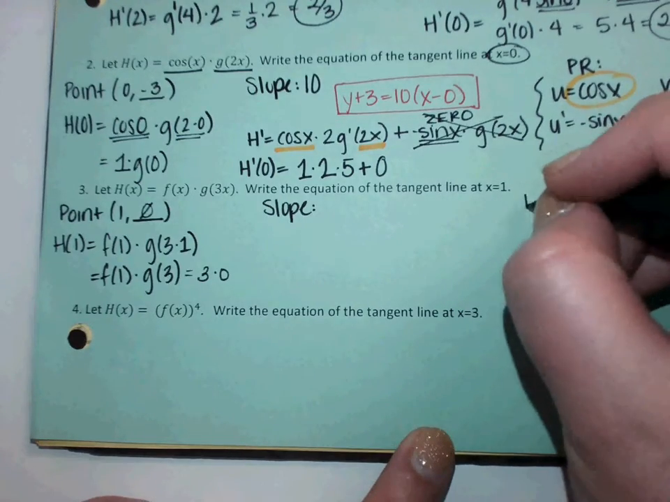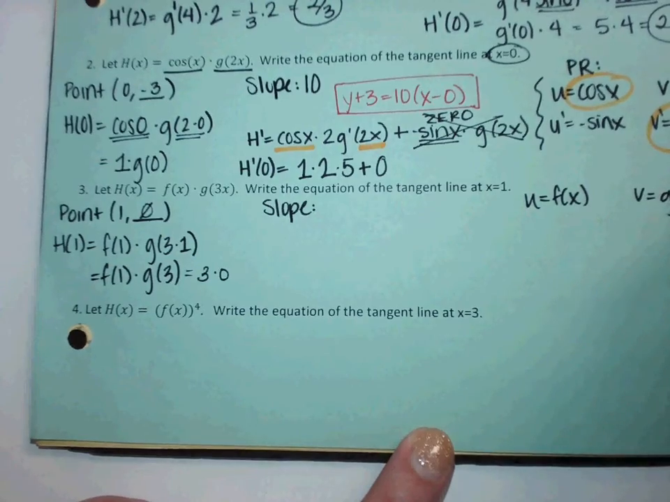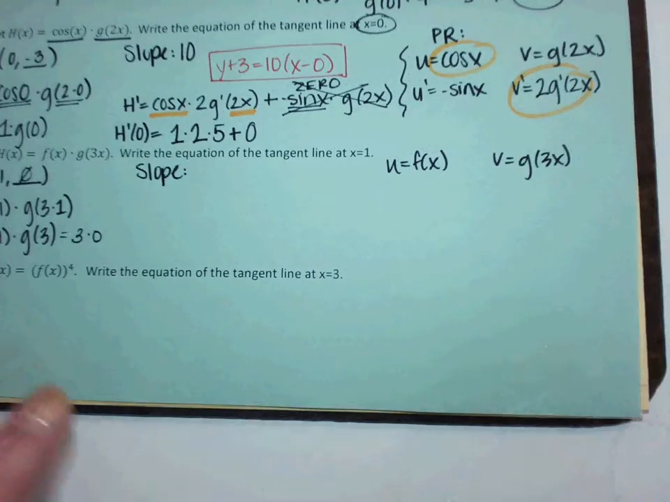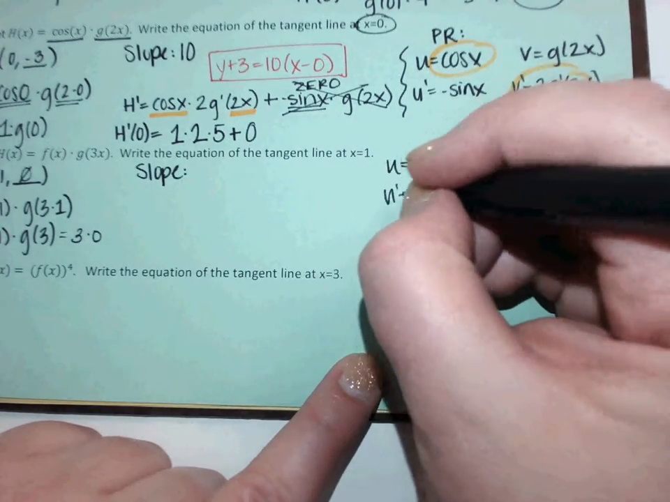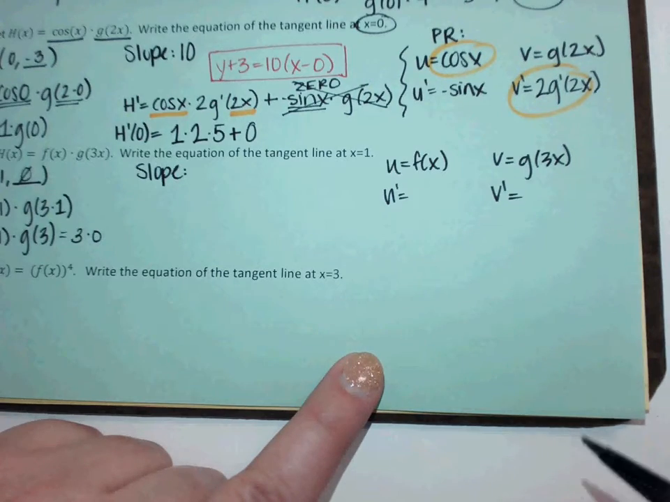Product rule again. My u is going to be f of x. My v is g of 3x. Which of those is going to need a chain rule in it? Just v. U prime is going to be fine. So, for u, if it's f of x, what's the derivative of that?